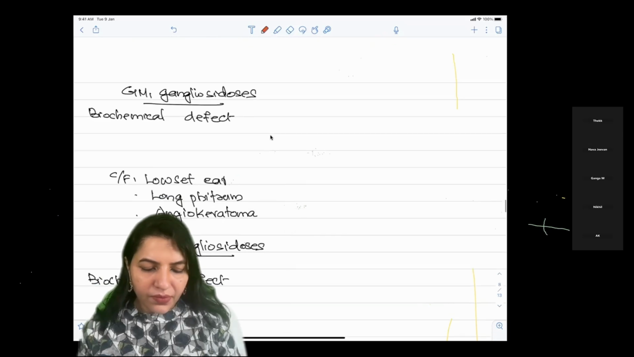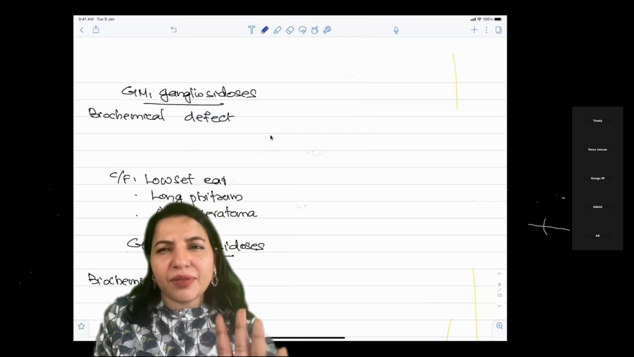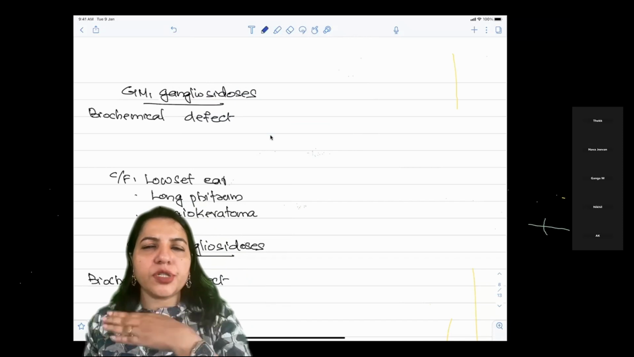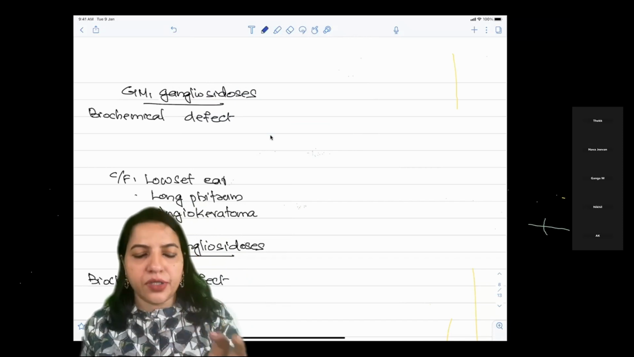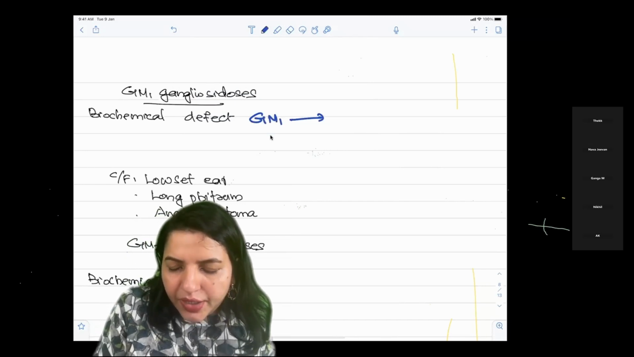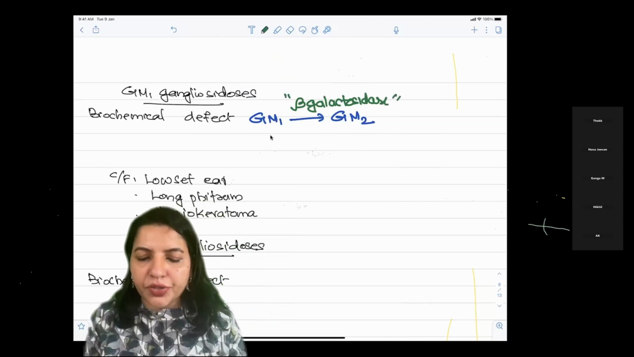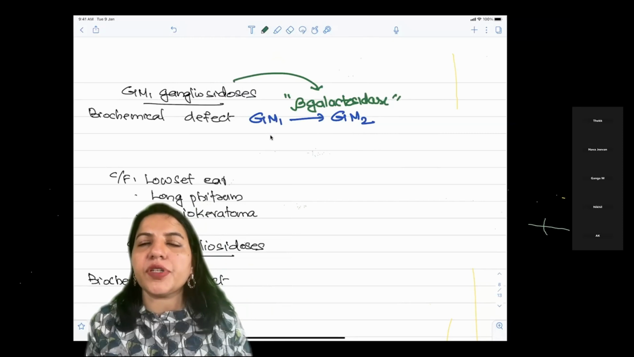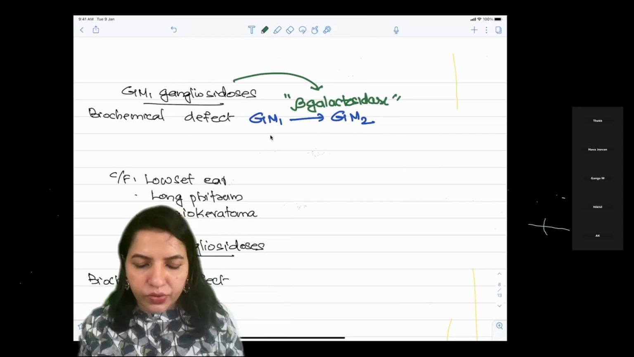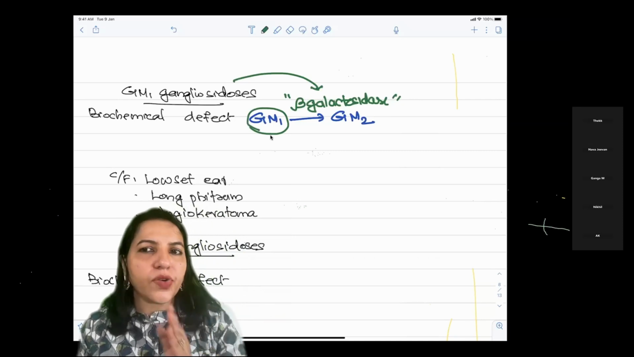The first one we are starting with is GM1 gangliosidosis. Just learn the name of the enzyme. No need to learn the reaction, I will just tell you how to differentiate between these. Only the differentiating feature you need to learn. The enzyme converts GM1 ganglioside to GM2 ganglioside. Learn this enzyme only: beta galactosidase. So what will accumulate here? GM1 ganglioside accumulates, and hence it is called GM1 gangliosidosis.